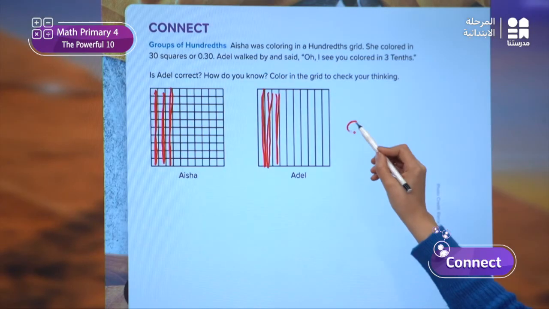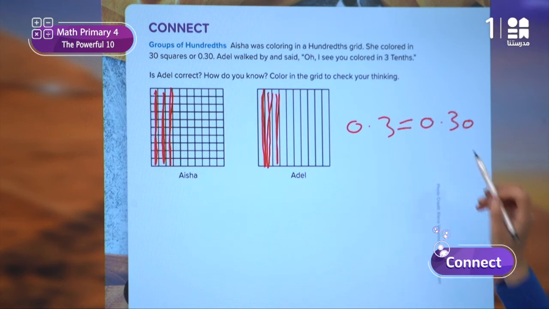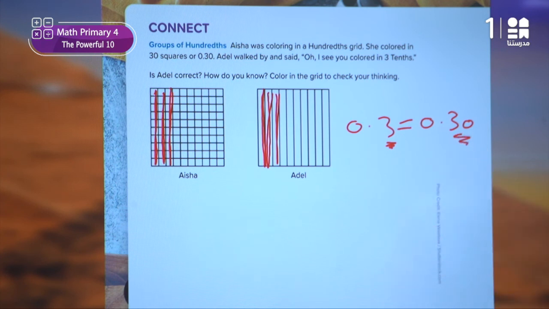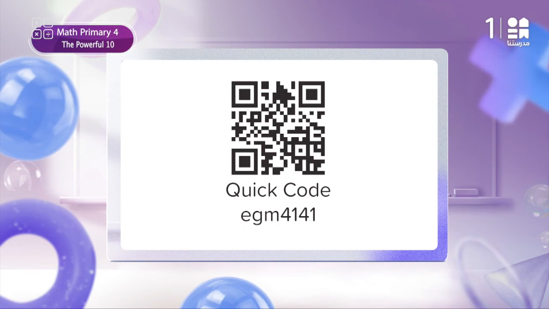From that, what did we understand? We understood that 0.3, or 3 tenths, is equal to 30 hundredths, right? This means that 3 tenths is equal to 30 hundredths. And now you can head to the practice part and check your understanding by scanning the code found at the start of the lesson on page 68, or the one shown on the screen, which will direct you to the digital copy of your math textbook on the Egyptian Knowledge Bank.